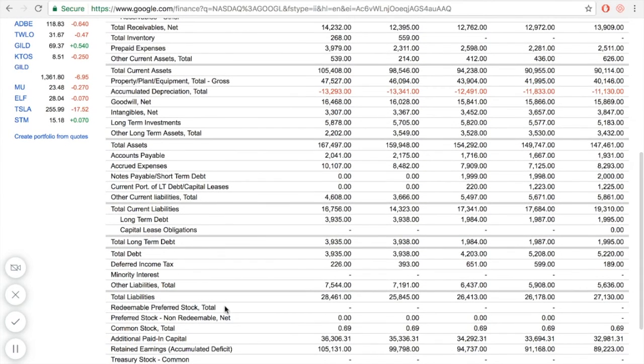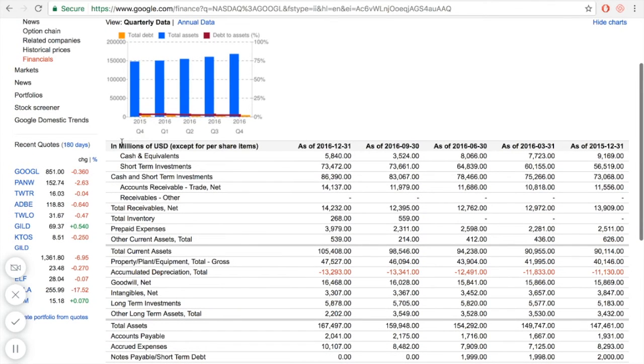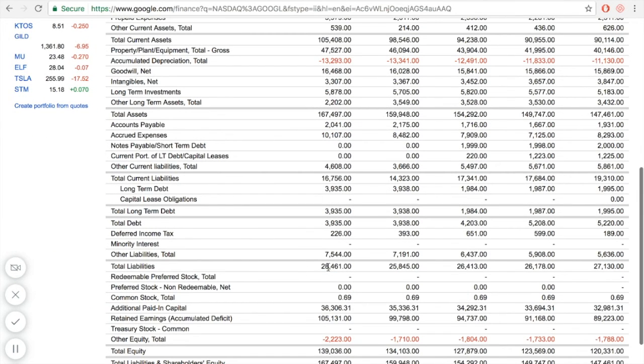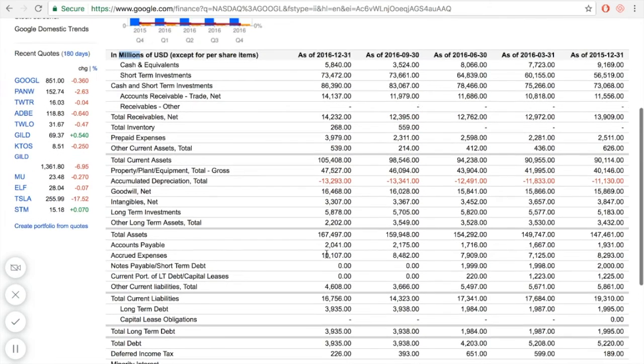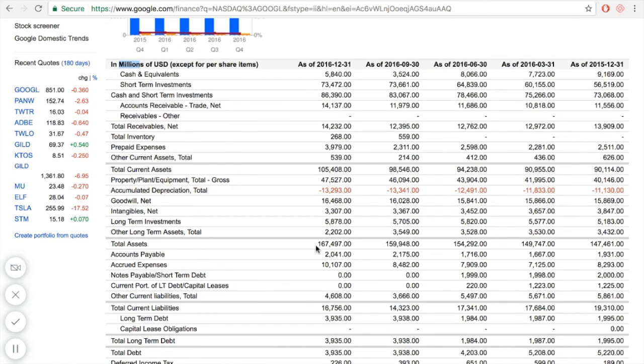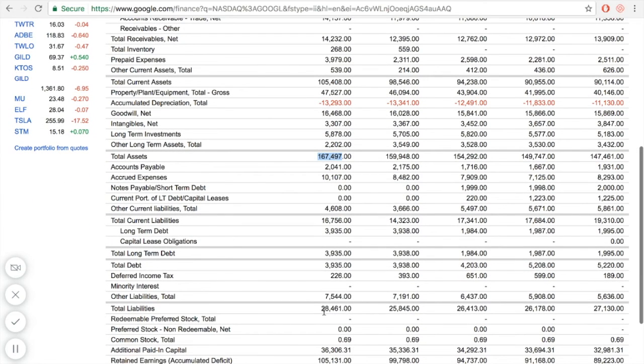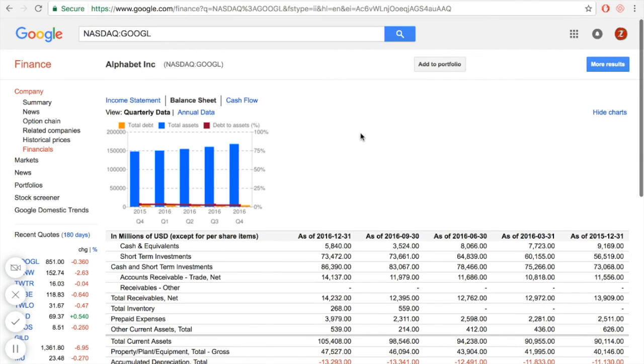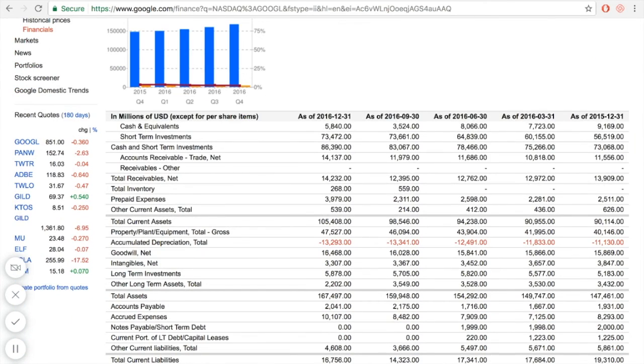So let's see, their total liabilities for Google is $28 million. And by the way, this is all in millions. So $28 million in liabilities, and let's see their total assets. Total assets 167 million. So obviously quite a bit more assets at 167 million than liabilities at only 28 million. So this is a great place to do some research on companies that you're buying into.